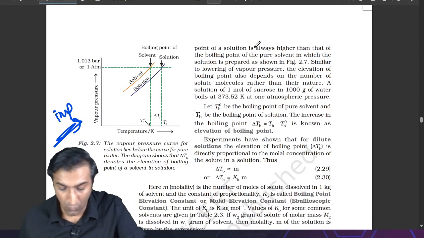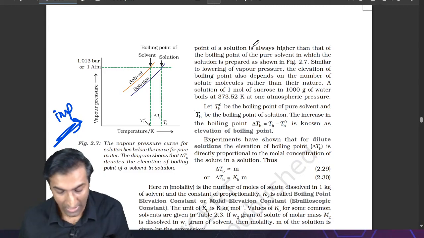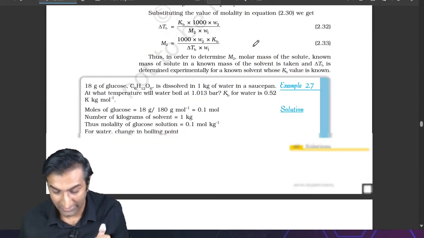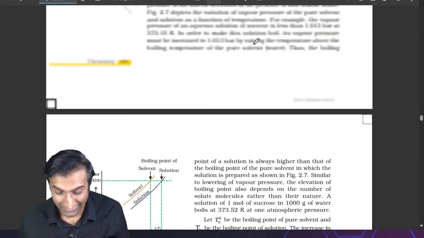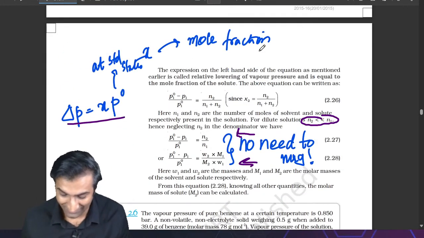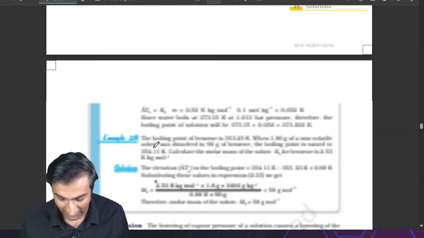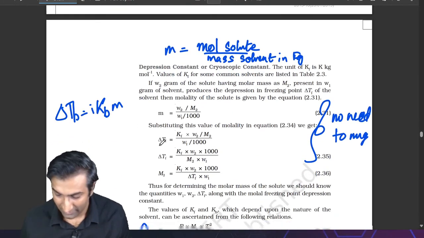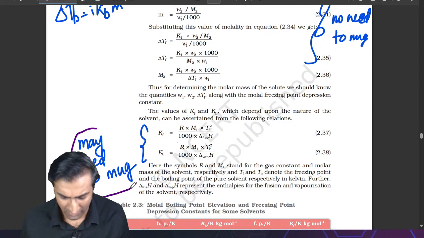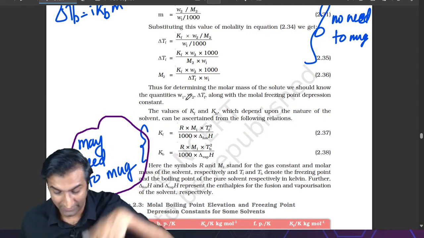Yeah, these two points I'll explain on another graph. Okay, how does the delta Tb work, how does the Kb work. Okay, this part you may have to mug. Ye wala part, ruko kahan gaya, this part right, ye and basically ye. Yeah, this you may have to mug because kabhi kabhi ispe theory aa jati hai. Yeah, that Kf depends on Tf square etc etc.